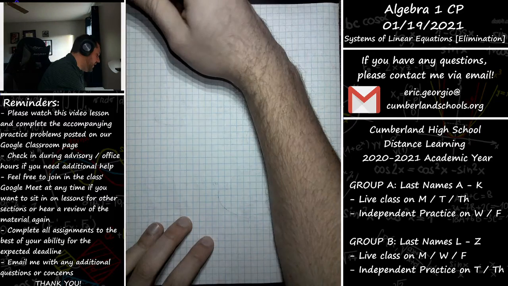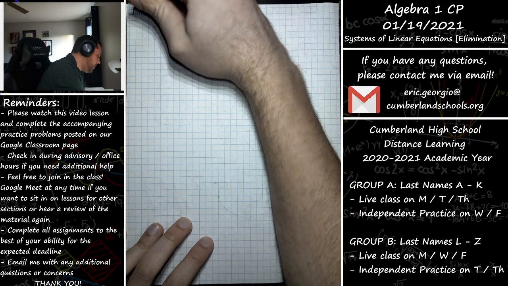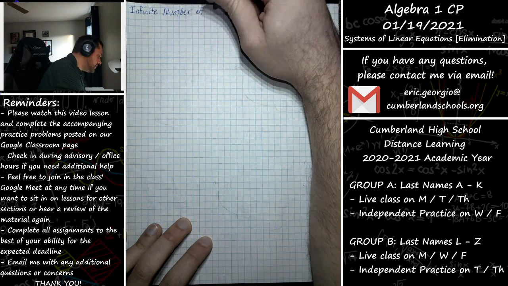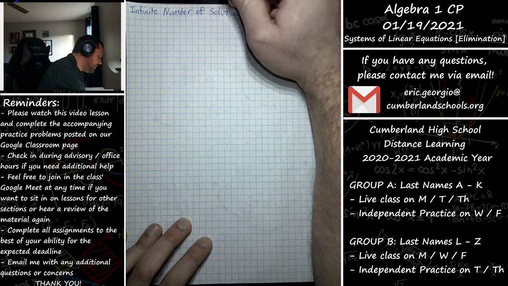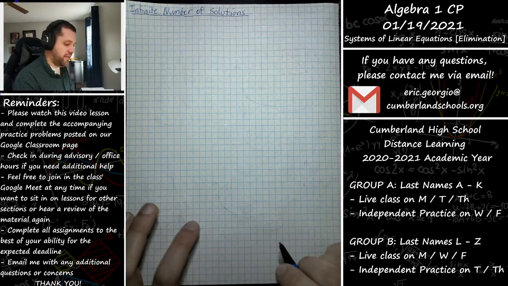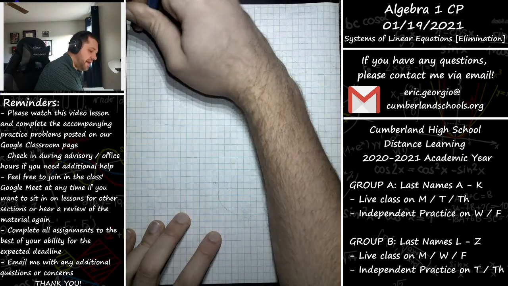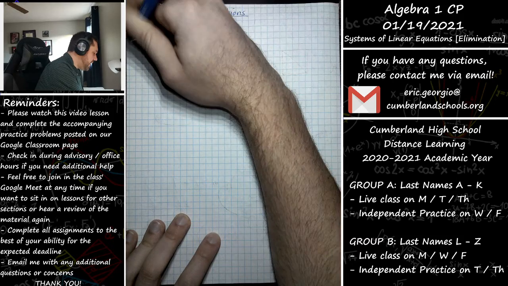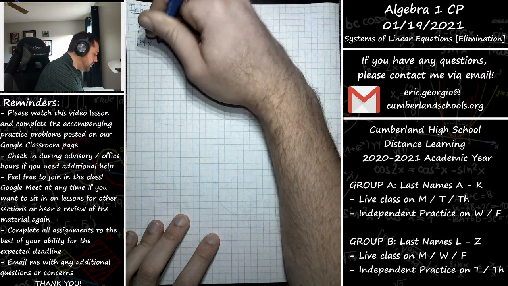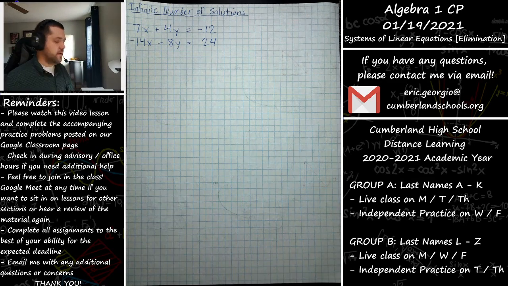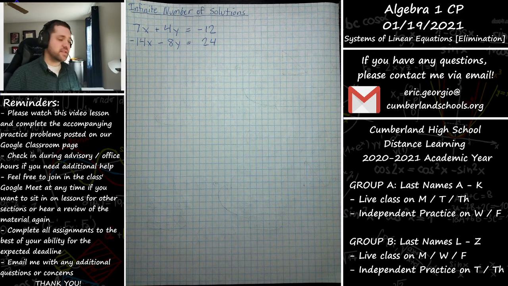Let's start with our infinitely many solutions, or our infinite number of solutions. Consider a problem like this. Ready? 7x plus 4y is equal to -12, and -14x minus 8y is equal to 24. Okay? Seems like a pretty standard system of equations at the very start. Doesn't seem like there's anything peculiar going on here.